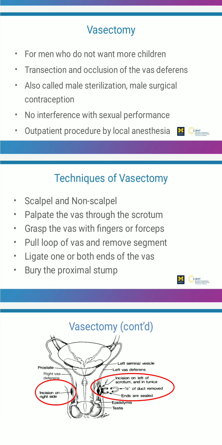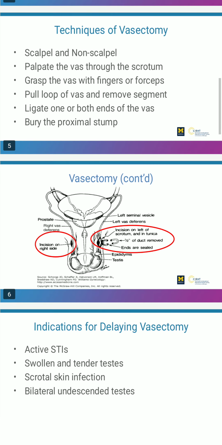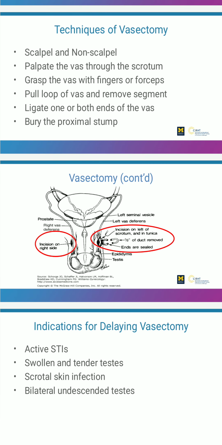Palpate the vas through the scrotum, grasp the vas with fingers or forceps, and pull out a loop of vas, remove a segment, ligate one or both ends of the vas deferens, and bury the proximal stump. You can see this image of the vasectomy. There is the scrotum and an incision on the right side, and this right vas deferens is cut and tied, and this segment of vas deferens is removed here.